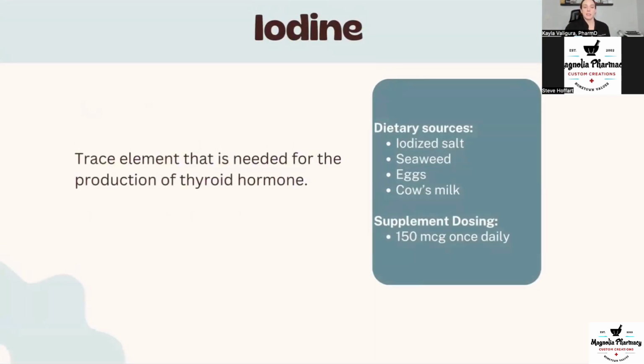Then we have iodine. So we know that iodine is a big piece in our thyroid. We saw it on the chemical structure. And this is actually a trace element that is needed for the production of thyroid hormone, which we saw earlier. There aren't a lot of dietary sources. It's hard to get enough of what we need. That's why our salt is iodized, to make sure that we have adequate amounts of that iodine. And if you were to supplement it, I included supplement dosing there as well.